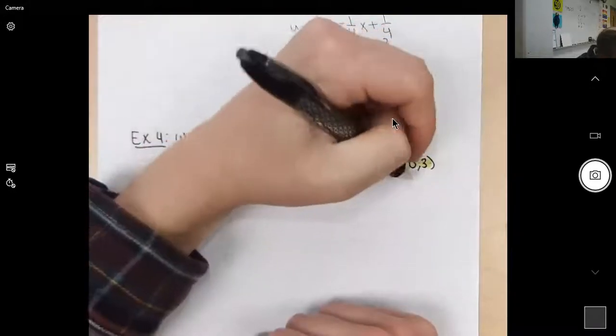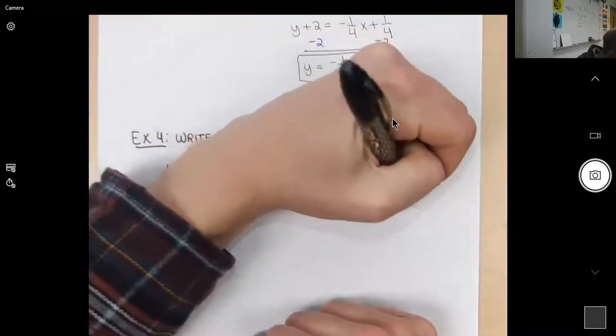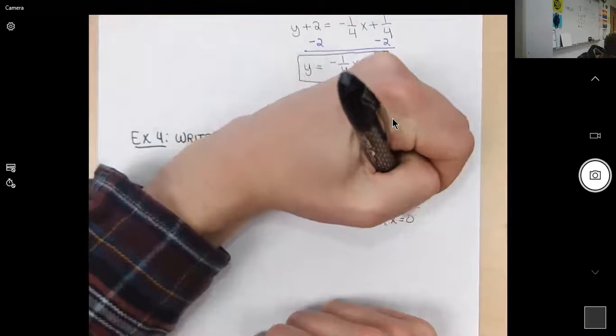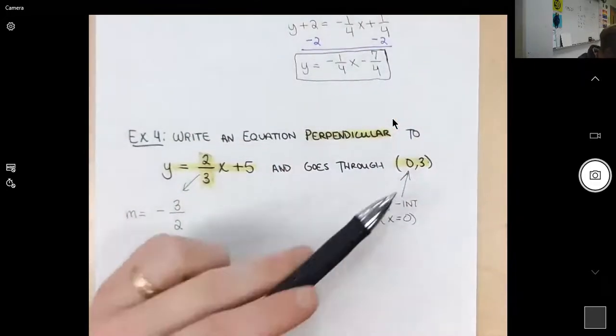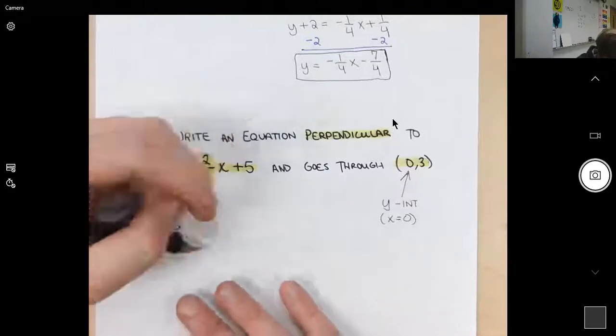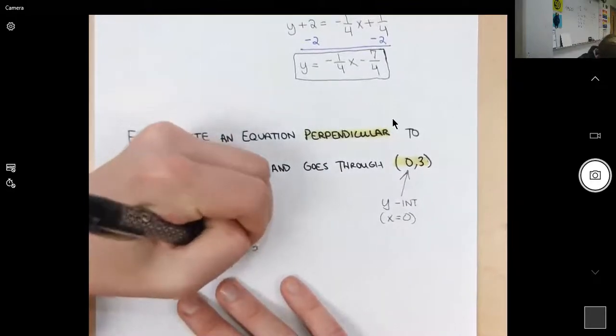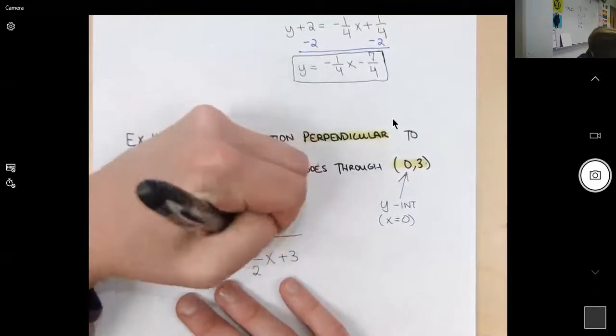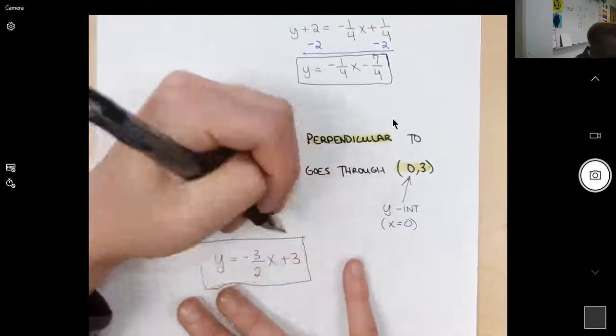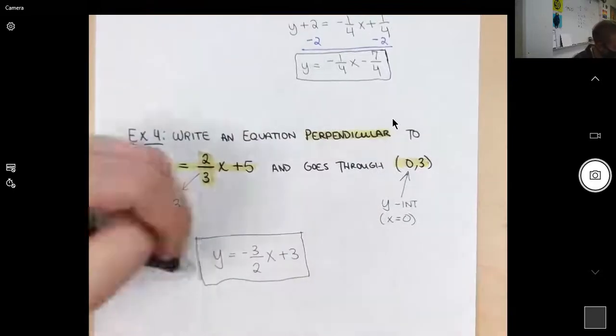Second thing I want to point out, this is your y-intercept. How do I know? x equals 0. I have a whole video on x and y-intercepts as well. So since x equals 0, that's my y-intercept. So in slope-intercept form, this is y equals -3/2 x plus 3. And we are done there. They give you that y-intercept, guys. These problems are pretty quick.